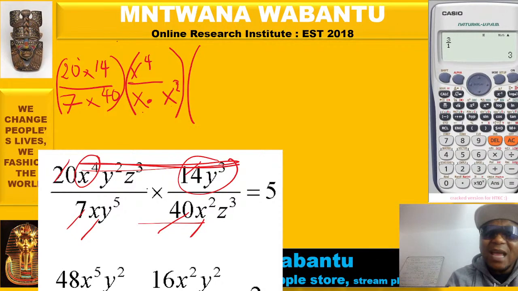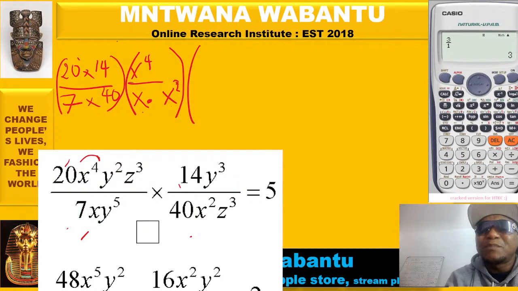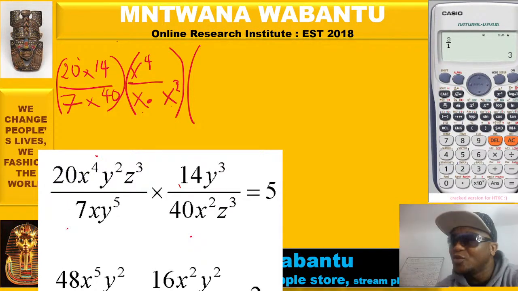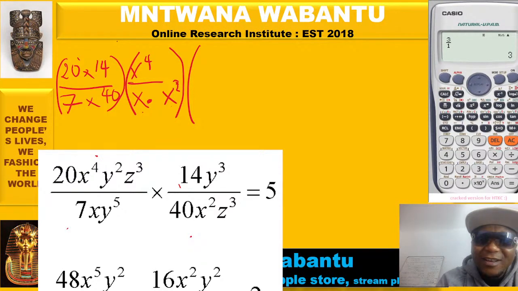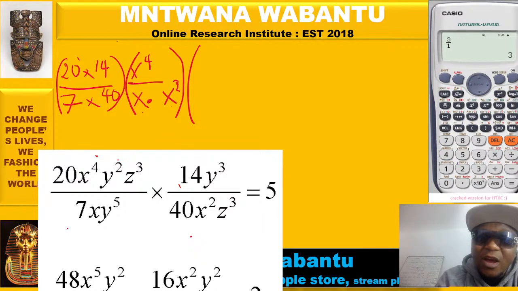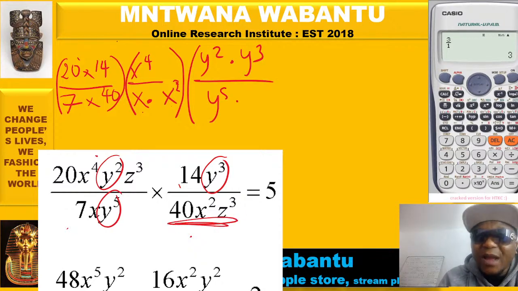Where's my y? At the top, I have a y squared. And remember, it's a multiplication, right? You have to remember those rules. If you don't remember the rule, you're in trouble. Okay? Now, we go here. We have a y. This is going to be y squared, multiplied by y cubed. At the bottom, we have a y power 5, and then another y here. No other y. Okay, we're done with the y.